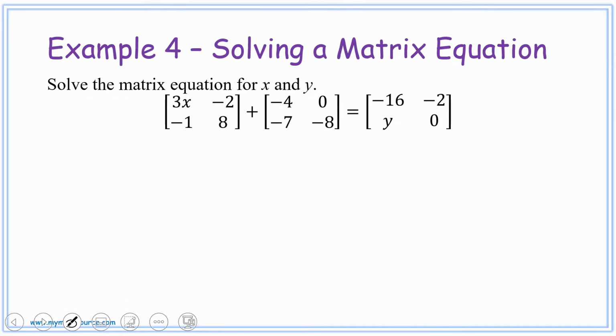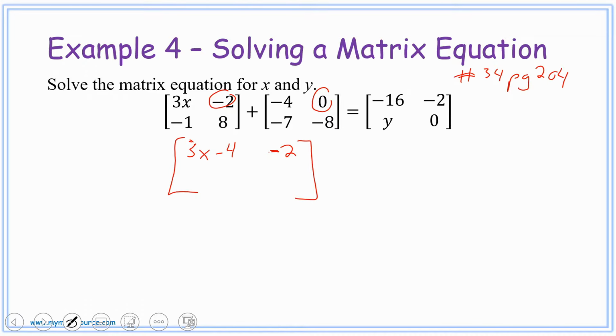So if we want to solve this matrix equation for x and y, we can quickly find it by using those operations. Now this is taken from number 34 on page 204 inside the book. All right, let's start off doing this. We'll notice first that we can add the entries. The 3x can be added with the negative 4 for the first row, first column. Then if we go to the second row and second column, we have negative 2 plus 0. Well, that's just going to be negative 2.